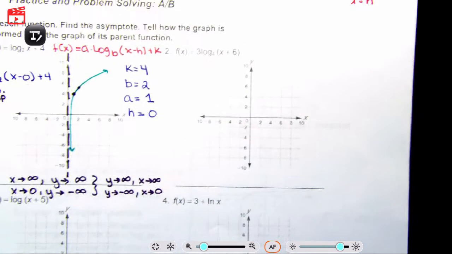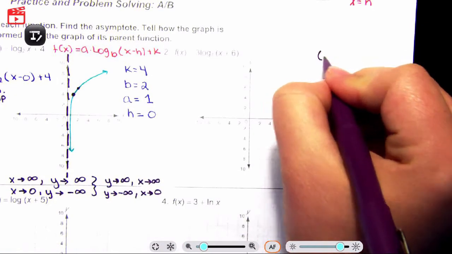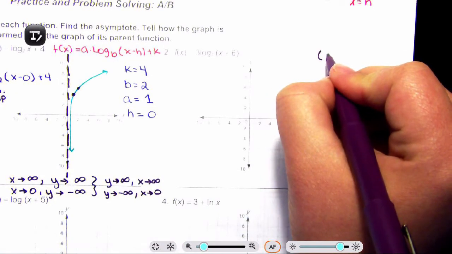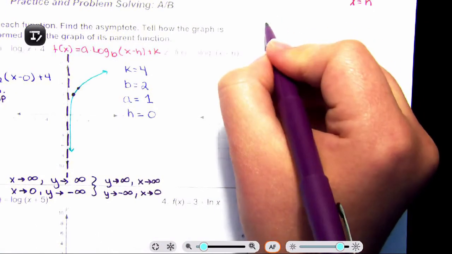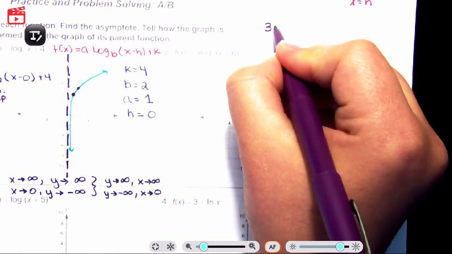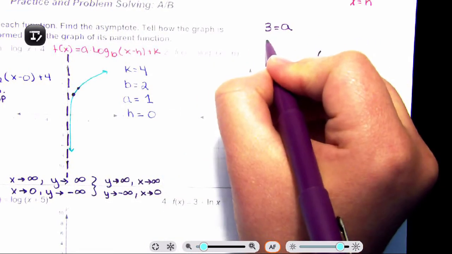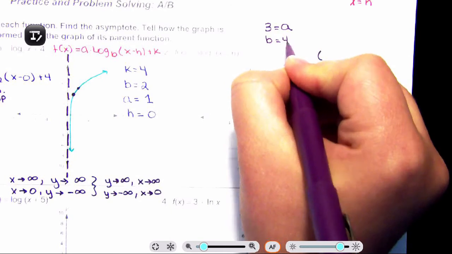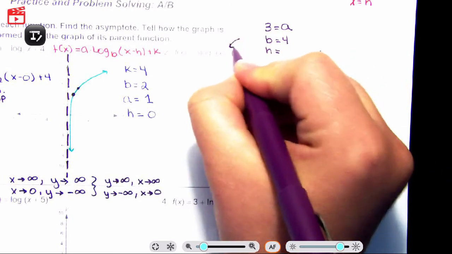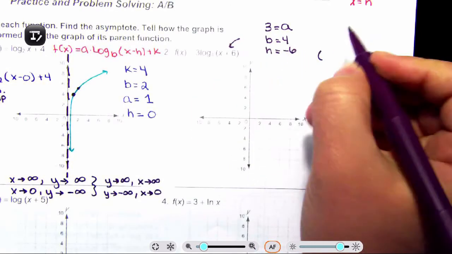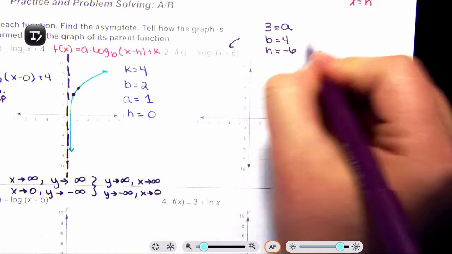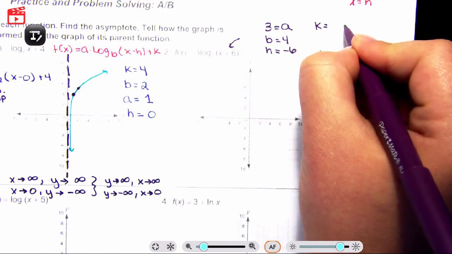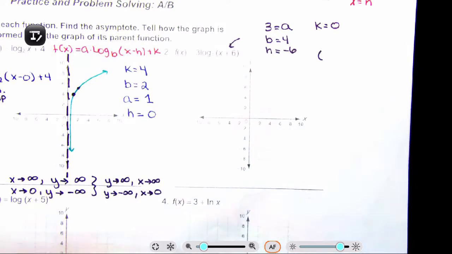Let's do example number 2. I'm going to just jump in here with my reference points. Let's identify our transformations. I have a vertical stretch of 3 as my a value. I have a base of 4. I have my h value, always do the opposite, of negative 6. That means I'm shifting 6 jumps to the left. And for my k value, I don't have any shift up or down, so my k is 0.